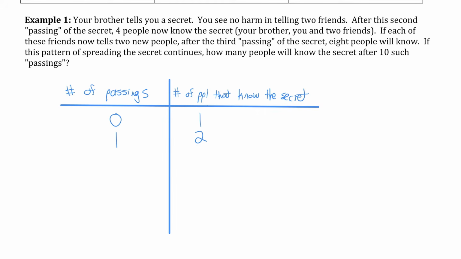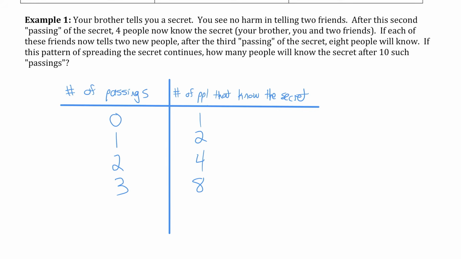And then after the second passing, after you tell 2 people, now your brother knows, you know, and the 2 people that you told. So now 4 people know the secret. And then it gives you information about 1 more passing. It says after the third passing of the secret, 8 people will know.